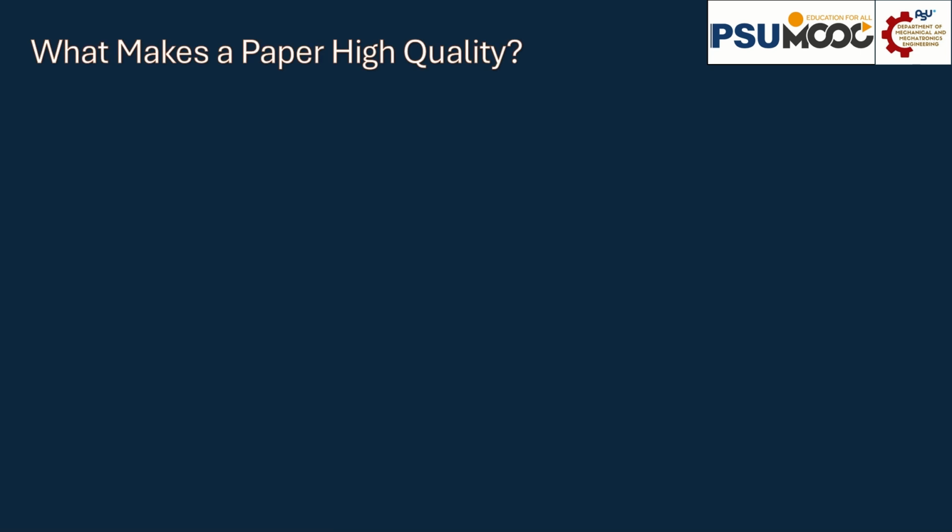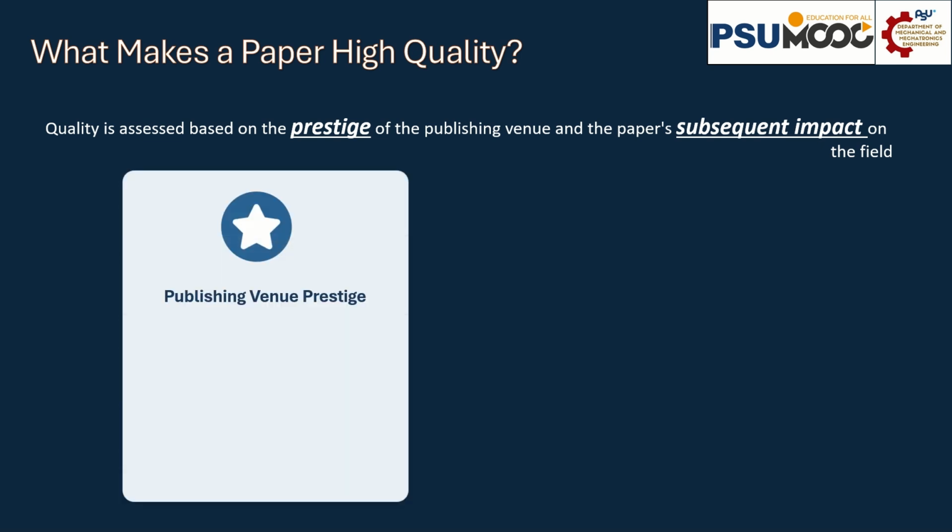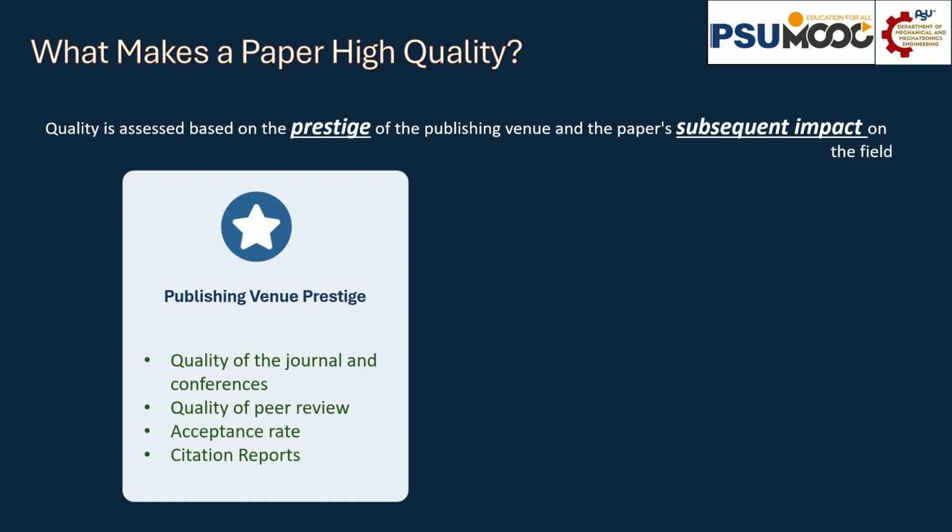Now, what makes a scholarly paper high quality? Quality is assessed based on the prestige of the publishing venue and the paper's subsequent impact on the field. Prestige of the venue is basically the quality of the corresponding journals and conferences. This is dependent on the quality of peer review, acceptance rate, and citation reports.